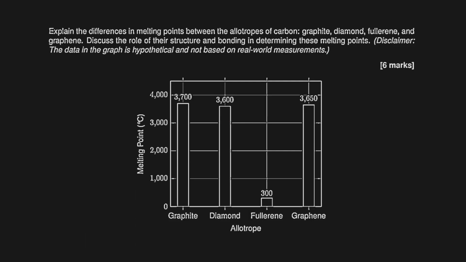Today we're going to look at a 6 marker from paper 1 explaining the differences in melting points between the allotropes of carbon. So these are graphite, diamond, fullerene and graphene, and we need to discuss the role of their structure and bonding in determining these melting points.